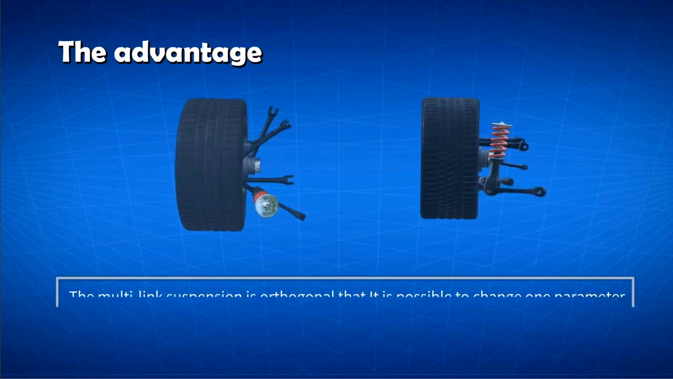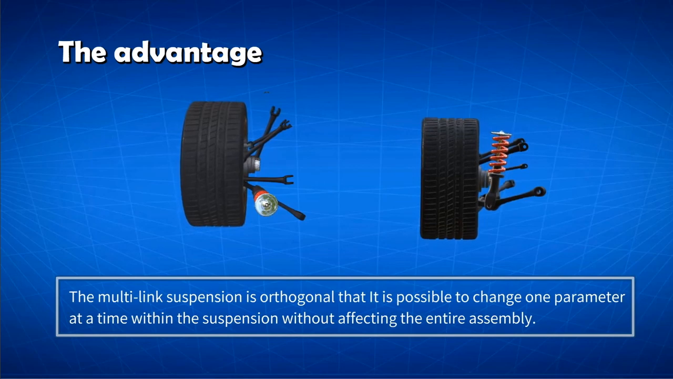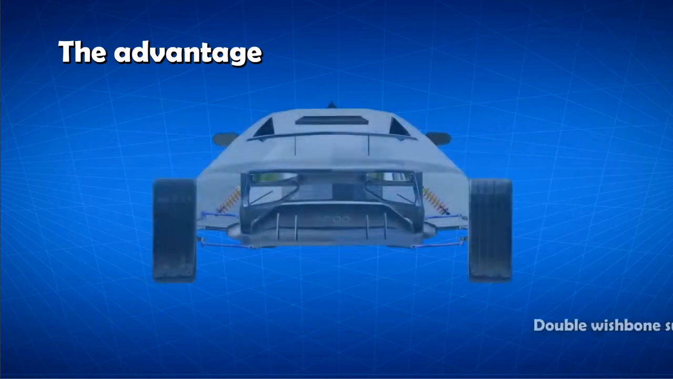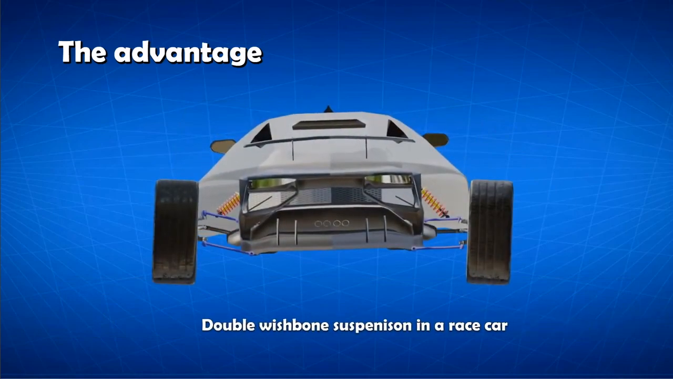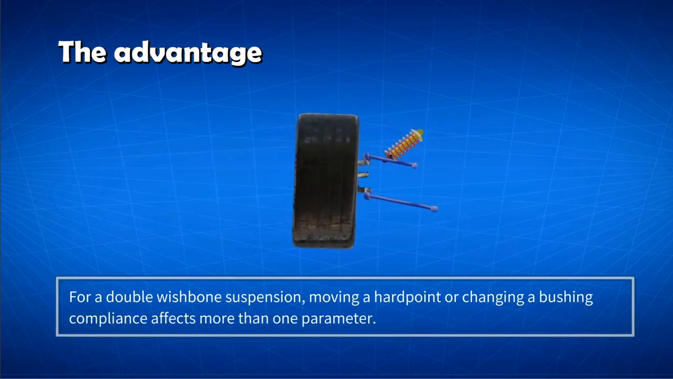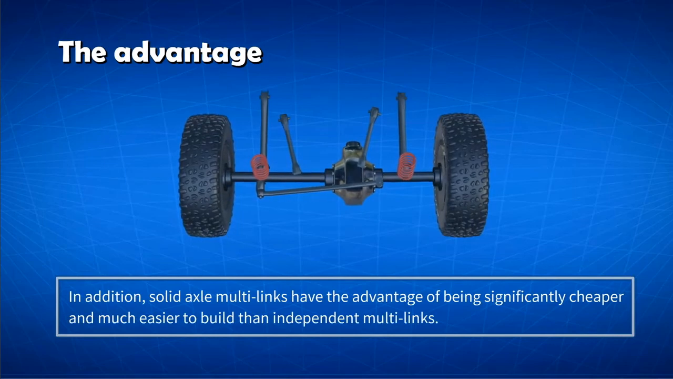In the simplest form, the multi-link suspension is orthogonal, that is, it is possible to change one parameter at a time within the suspension without affecting the entire assembly. This is a significant difference from double wishbones. For a double wishbone suspension, moving a hardpoint or changing a bushing compliance affects more than one parameter. In addition, solid axle multi-links have the advantage of being significantly cheaper and much easier to build than independent multi-links.